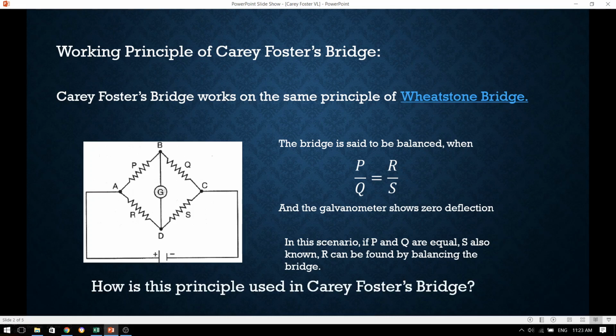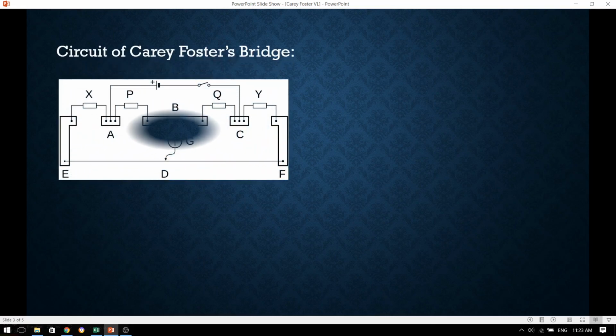Now let me explain how this principle is used in the Carey Foster's bridge. Let me show you the circuit diagram of the Carey Foster's bridge first. As you can see, the circuit diagram consists basically of a meter bridge. This wire EF is a 1 meter long wire of the meter bridge. This entire bridge that you can see is the Carey Foster bridge, which consists of a 1 meter long wire and 4 gaps.